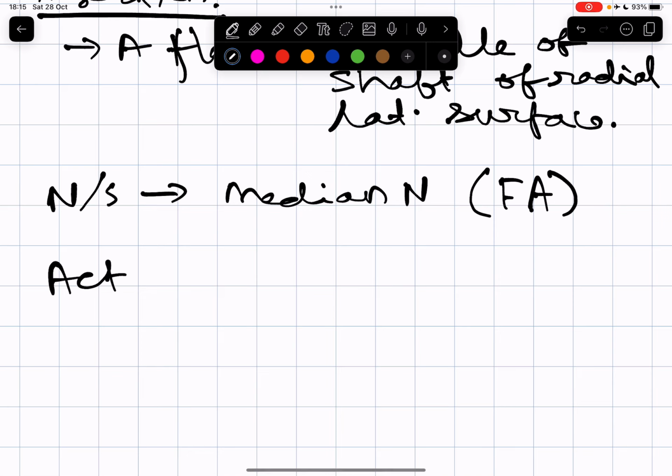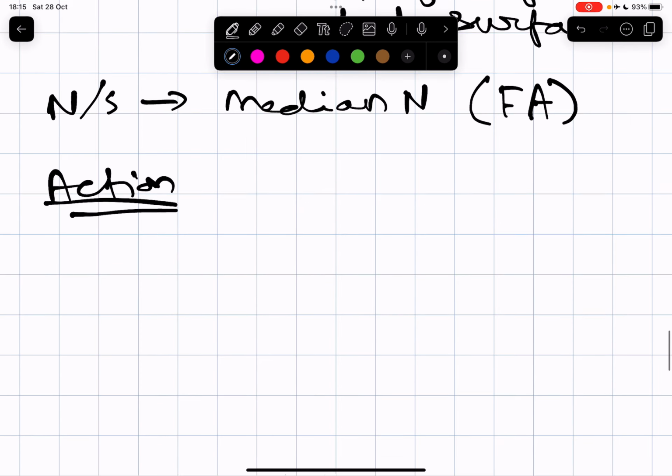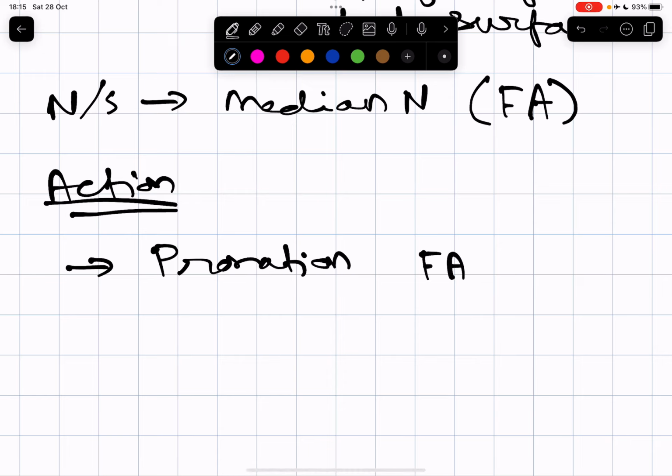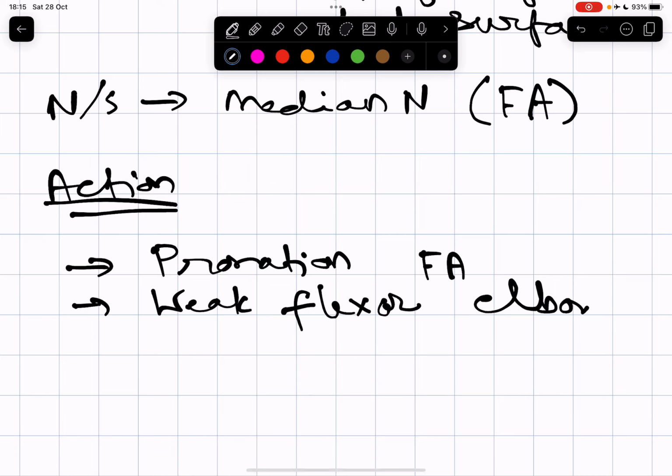What about the action? The action of the pronator teres is pronation of the forearm, and also it's a weak flexor of the elbow joint, right? So that's about the pronator teres muscle. Our next muscle is the flexor carpi radialis.